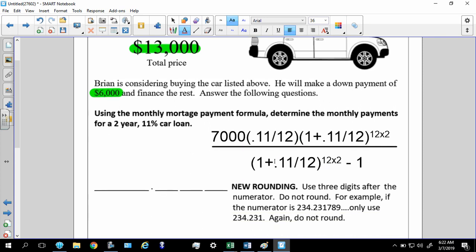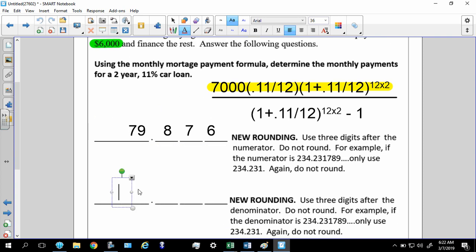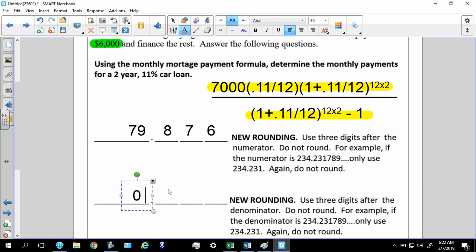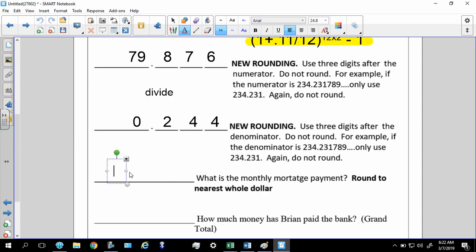All right? So in this formula, to get everything right, you know I'm a stickler on this, take all of this, plug it into your calculator, press enter. And when you do that, you get 79.876. And then your denominator, same exact thing, clear your calculator, do your denominator, and you get 0.244. And then you are going to divide. So you're going to take your numerator and denominator and divide. When you do that, you get $327 a month.